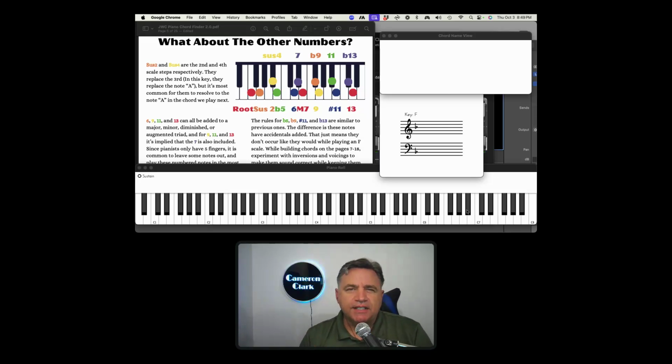Hi. In today's lesson, we are going to talk about the two different types of suspended chords that there are, either a sus2 or a sus4. And this is the same key that we were in for previous videos. We were in the key of F, and that just means that our root note is an F.